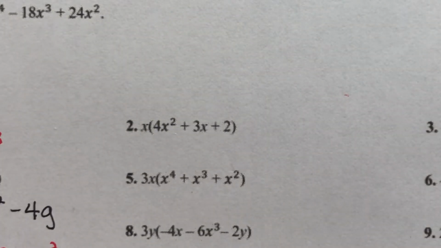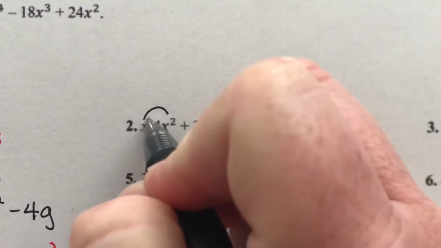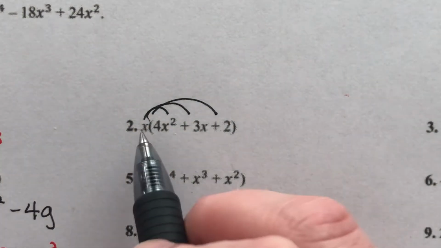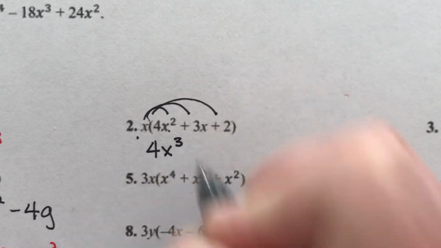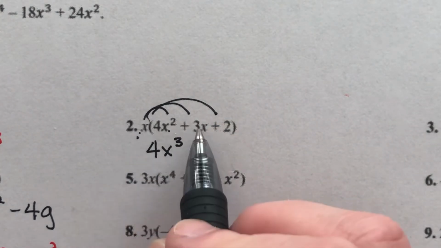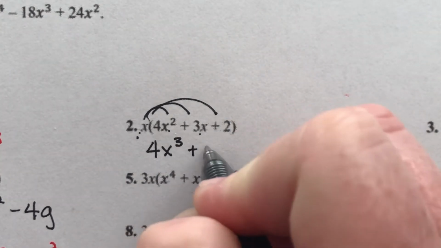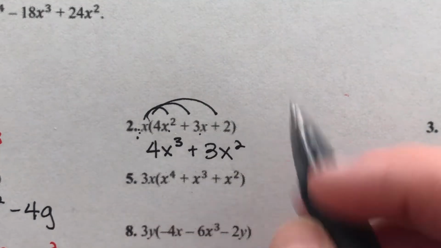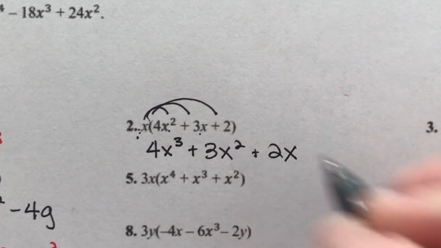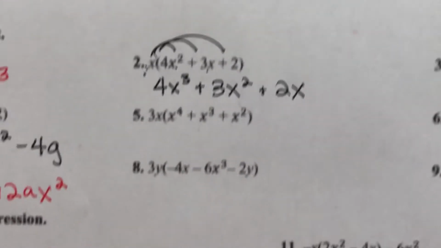Okay, coming up here, number 2, we're going to distribute this x to each of these. So x times 4x squared is 4x to the third. X times positive 3x is positive 3x squared. And x times 2 is 2x. Okay, number 5.